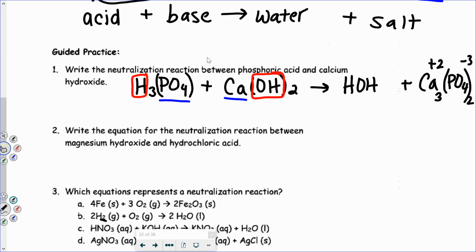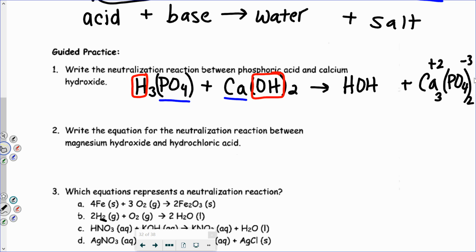So notice I didn't take this 3 with me to make the HOH because it's not a polyatomic. I don't drag subscripts. Same thing here, I didn't take that 2. Only because PO4 is treated as 1 unit did I take it. I also made sure I put the calcium first because it's positive and the PO4 second because it's negative. All right, now we're going to balance.